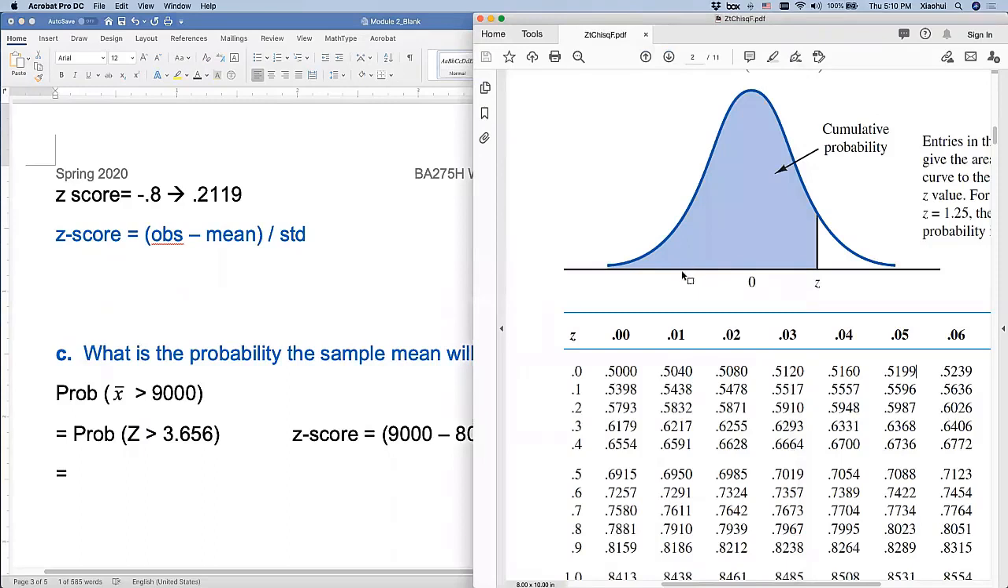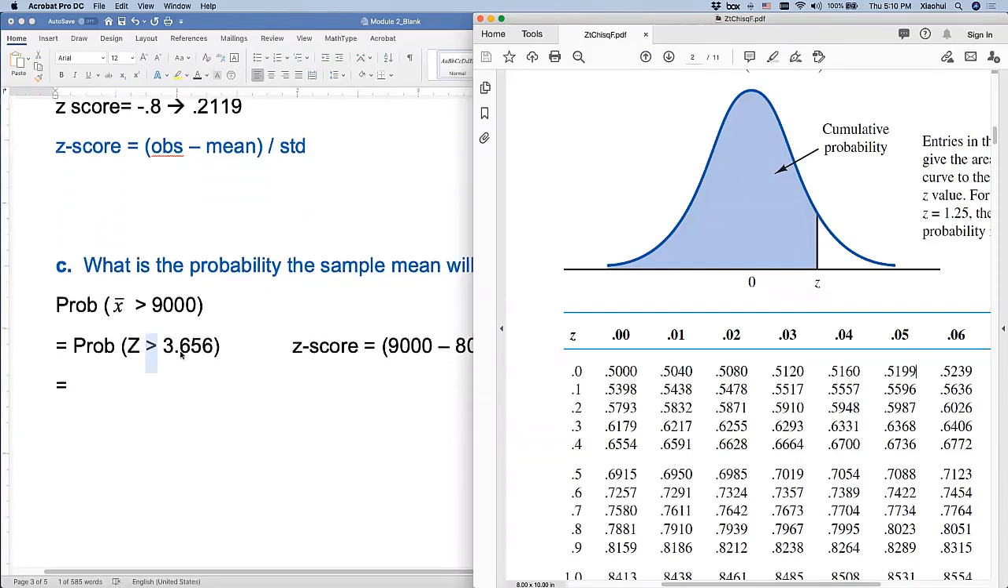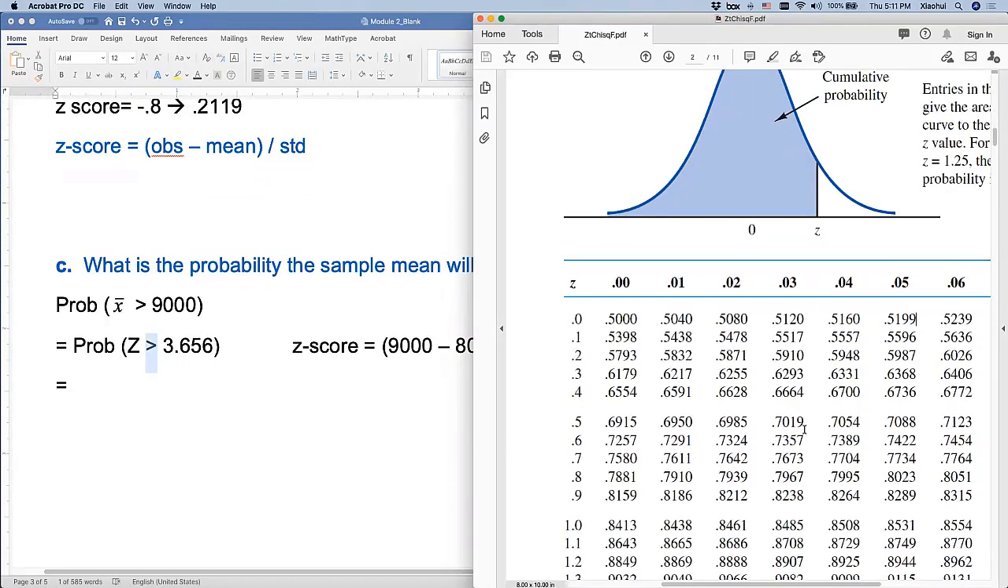The table gives you the area to the left. So what would you do? How would you solve this problem? You want to find the area to the right, but they only give you the probability to the left. What would you do? You're going to subtract from 1, right? Yes, I think that student got it right as well. So subtract from 1.